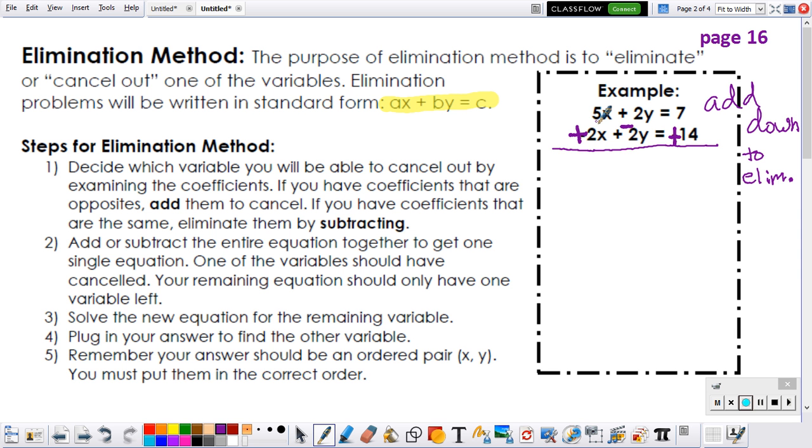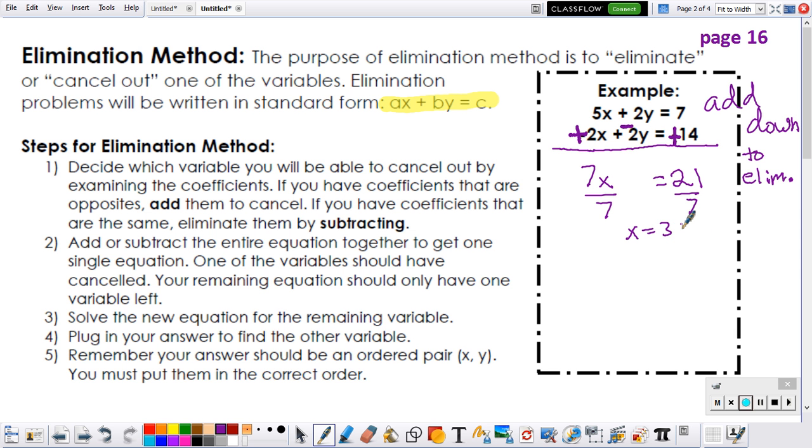When we add down, 5x plus 2x is 7x. 2y minus 2y becomes 0y. Yay, they're gone. You don't even need that. You can scratch it out if you wrote in pen. All right, so these are gone. They eliminated. 7 plus 14 is 21. Guess what? We're almost done. If we know 7x is 21, we can divide by 7 and get x equals 3.